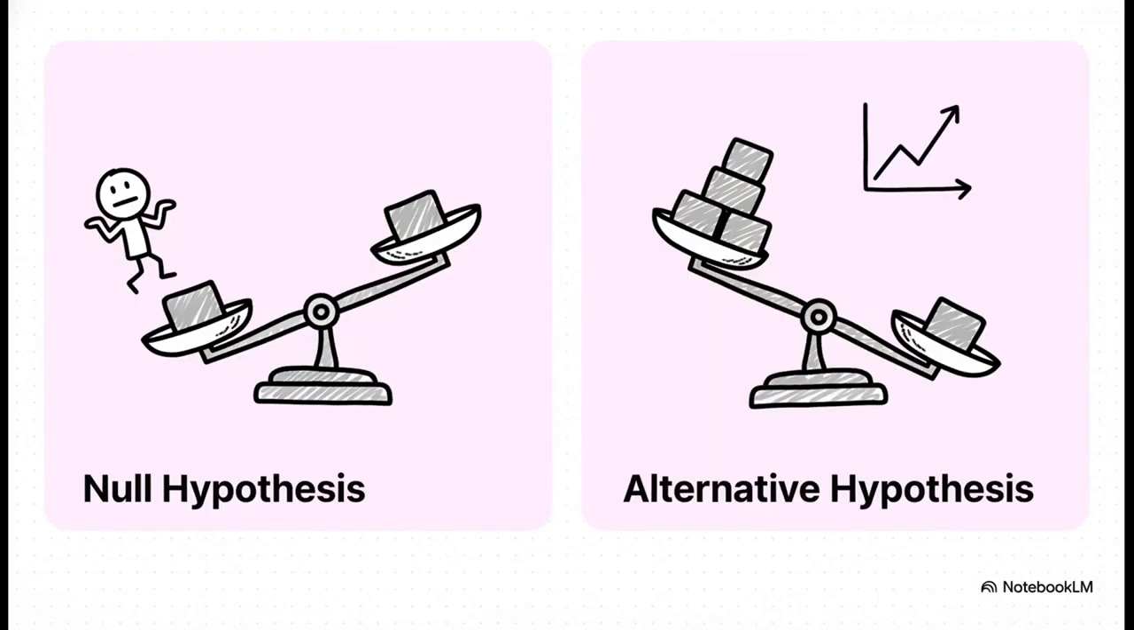This is where we set up our two competing ideas. First, we've got the null hypothesis, H0. Think of this as the ultimate skeptic. It says, no, the program did nothing, the true average difference is 0. Then we have the alternative hypothesis, H1. This is what we're actually trying to prove. It claims, yes, there is a real change. The true difference is not 0.